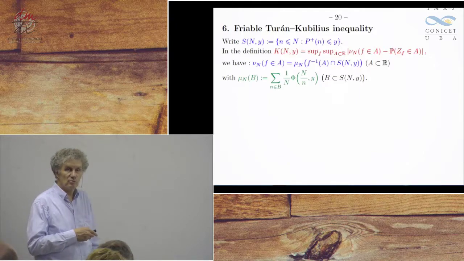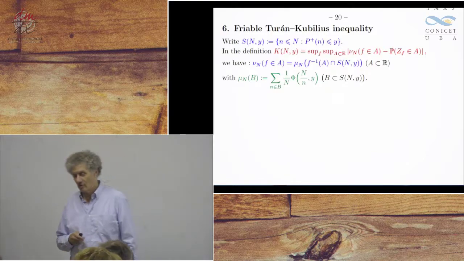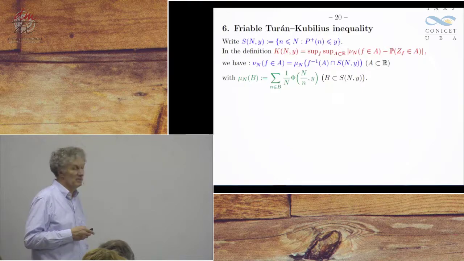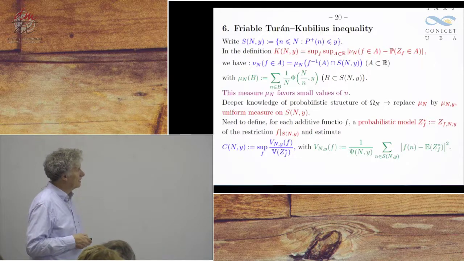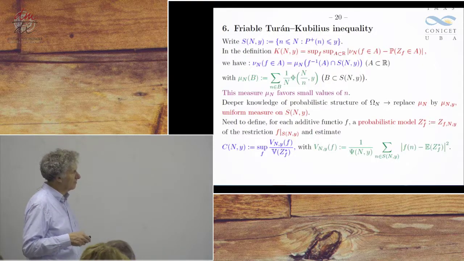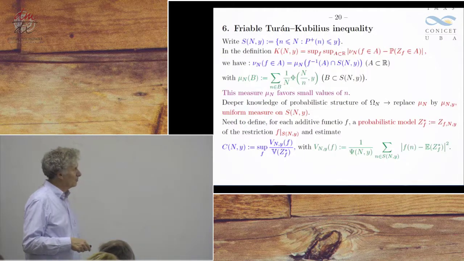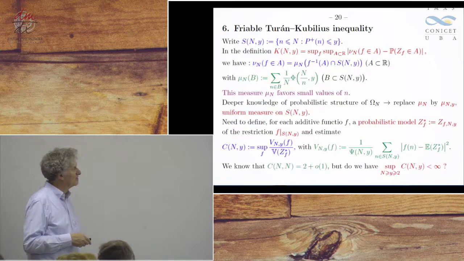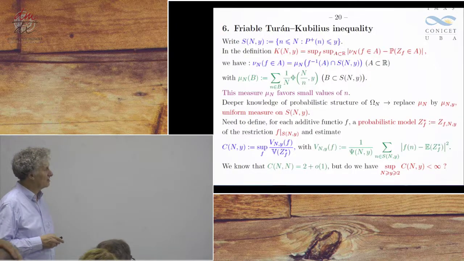But suppose you want to emphasize no integer particularly with respect to others. So you take the uniform measure instead of this measure with a weight. And you get this form of the Turan-Kubilius inequality. And now we know that in the classical case, the best constant is 2. But what happens in the general situation?